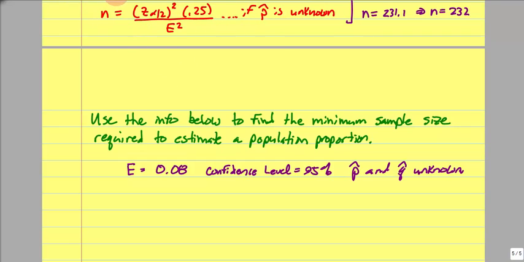So let's go ahead and grab our formula and then we'll populate it. So we have our z alpha over 2 quantity squared, 0.25 comes directly from the formula, and then E squared in the denominator. So for our example, z alpha over 2 has to do with this 95% confidence factor. If I'm 95% confident, that means I'm willing to be wrong 5% of the time. Now if you want to, you can scroll up and look at that table we produced, or this is 0.05 divided by 2, which is 0.025.